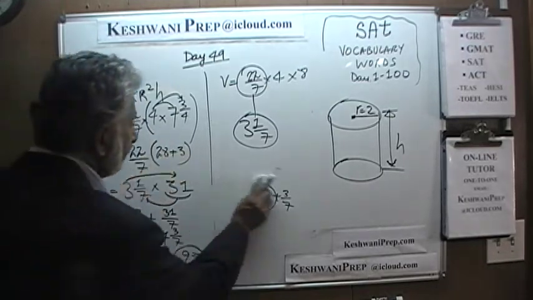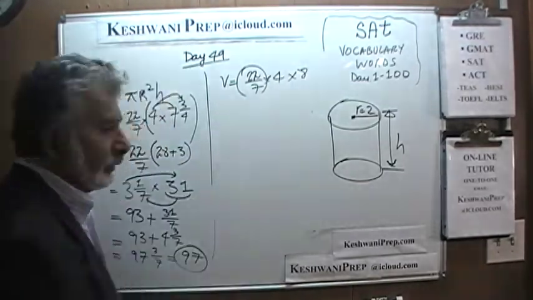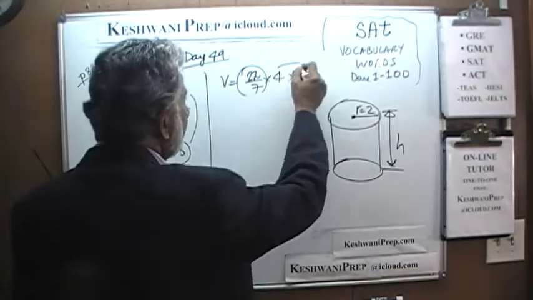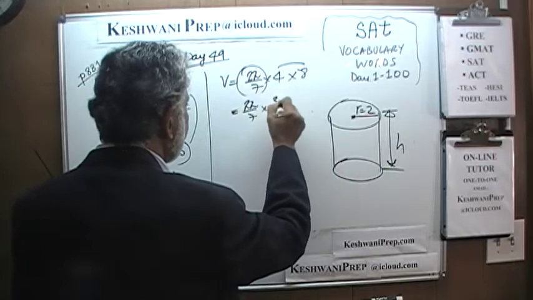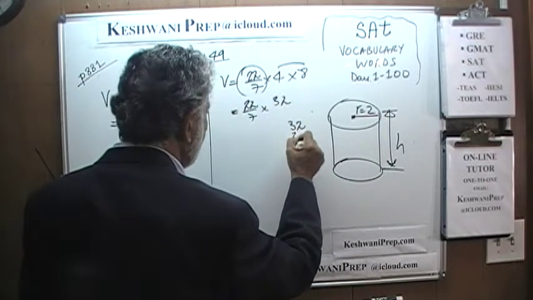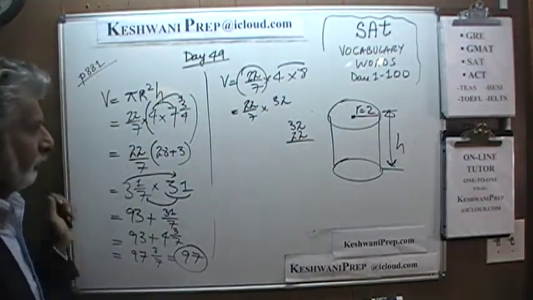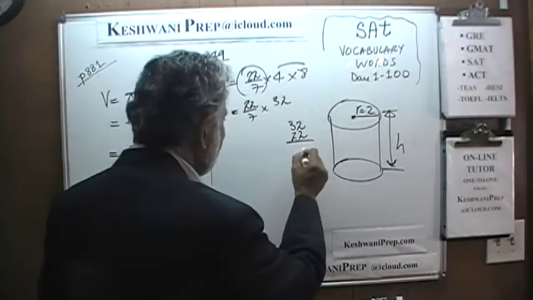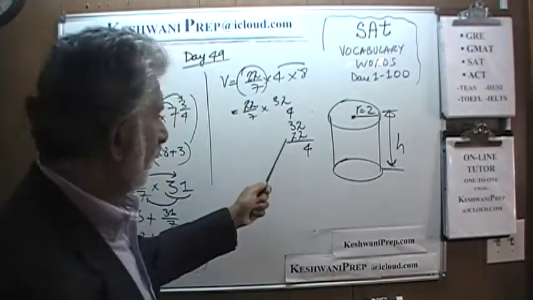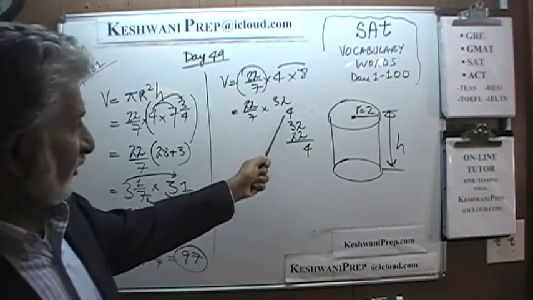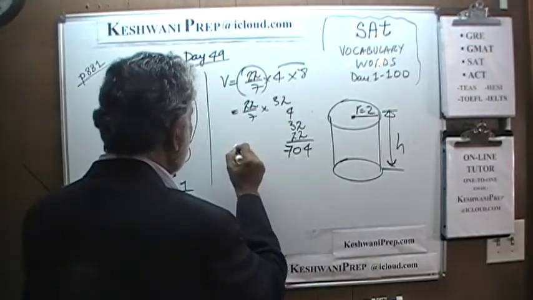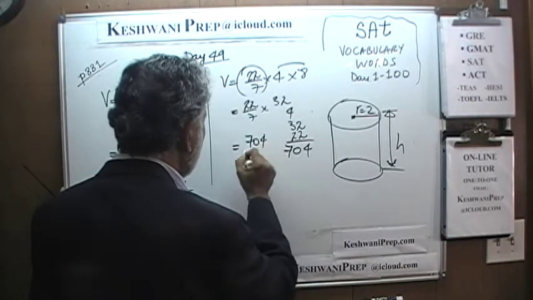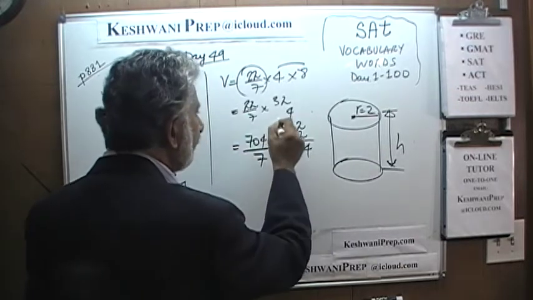Let's see what we get here. This one is very straightforward. We have 32, so we have 22 over 7 times 32. Let's find out what 32 times 22 is. 22 times 2 is 44, write 4, carry 4. 22 times 3 is 66, 66 plus 4 is 70. So it's 704 over 7.